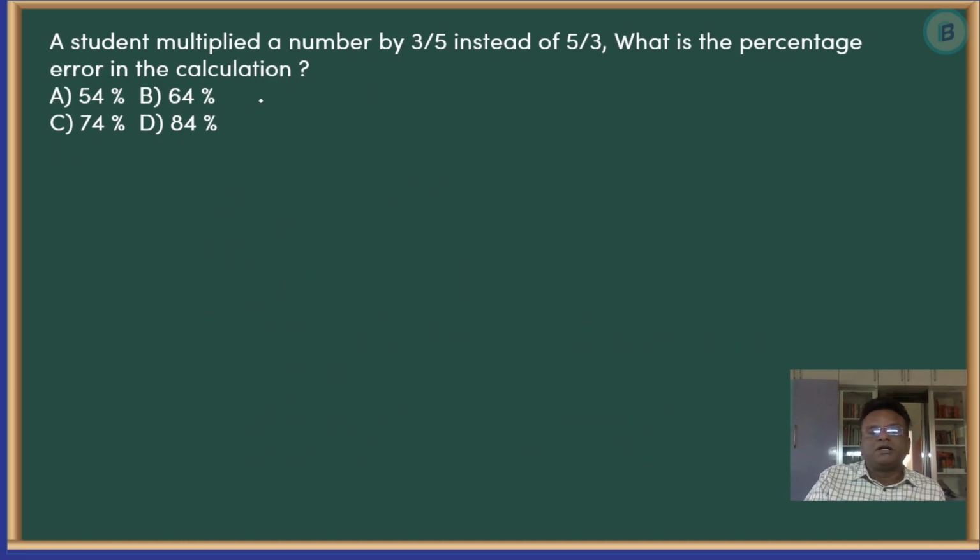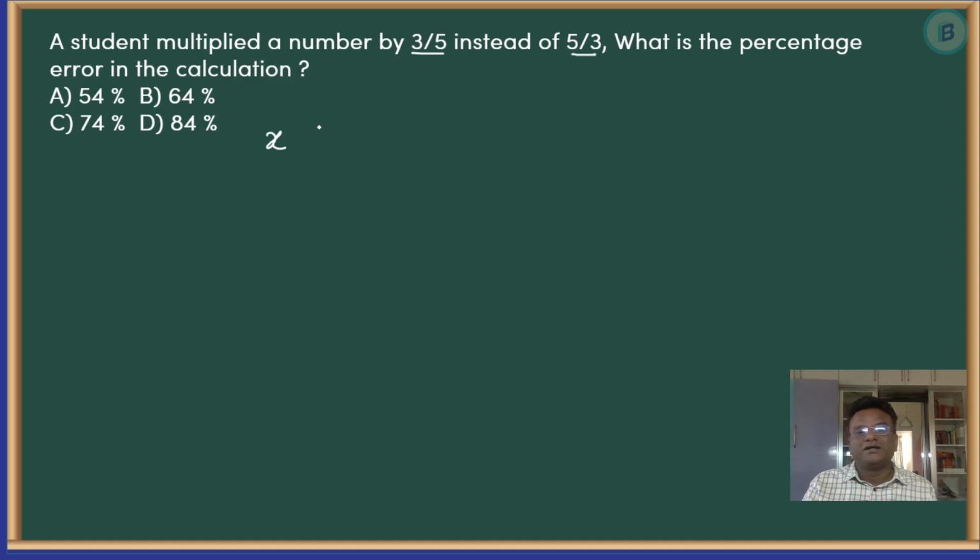A student multiplied a number by 3 by 5 instead of 5 by 3. What is the percentage error in the calculation? Okay. Now let us see, the number was x. Actually you don't have to take it, because you are finally going to eliminate this x.